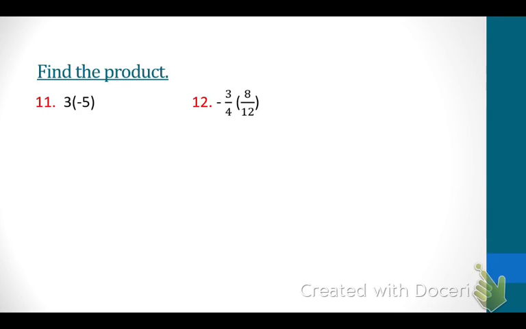Number 11 is asking us to find the product. Here's what I want you to do. With your pencil, I want you to write beside it the even and odd rule. Whenever we are multiplying or dividing, we have to use the even and odd rule. If you remember, when you have an even number of negative signs, your answer is always positive. If you have an odd number of negative signs, your answer is always negative.